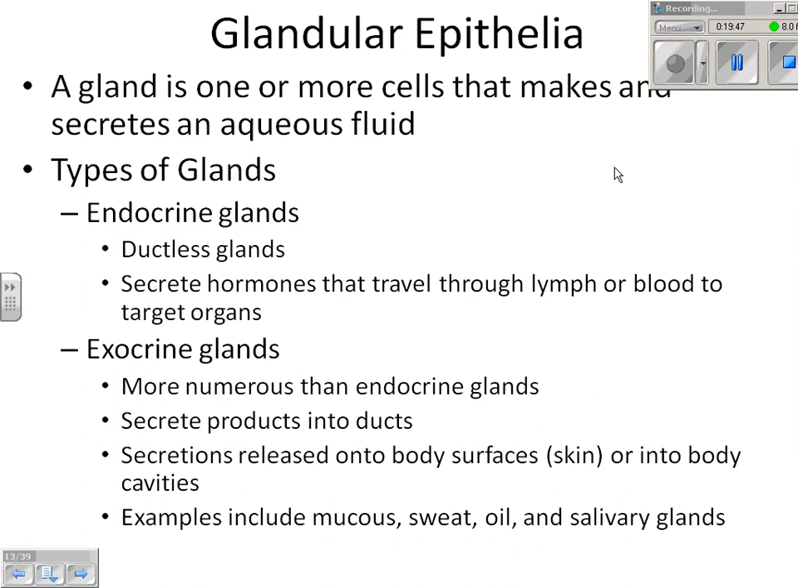And an exocrine gland is a more immediate effect. It secretes, like sweat, for example. These are more numerous than endocrine glands, and these secretions are typically released on the body's surfaces. And so good examples are mucus glands, sweat, oil, and salivary glands. So these are all different types of exocrine glands.